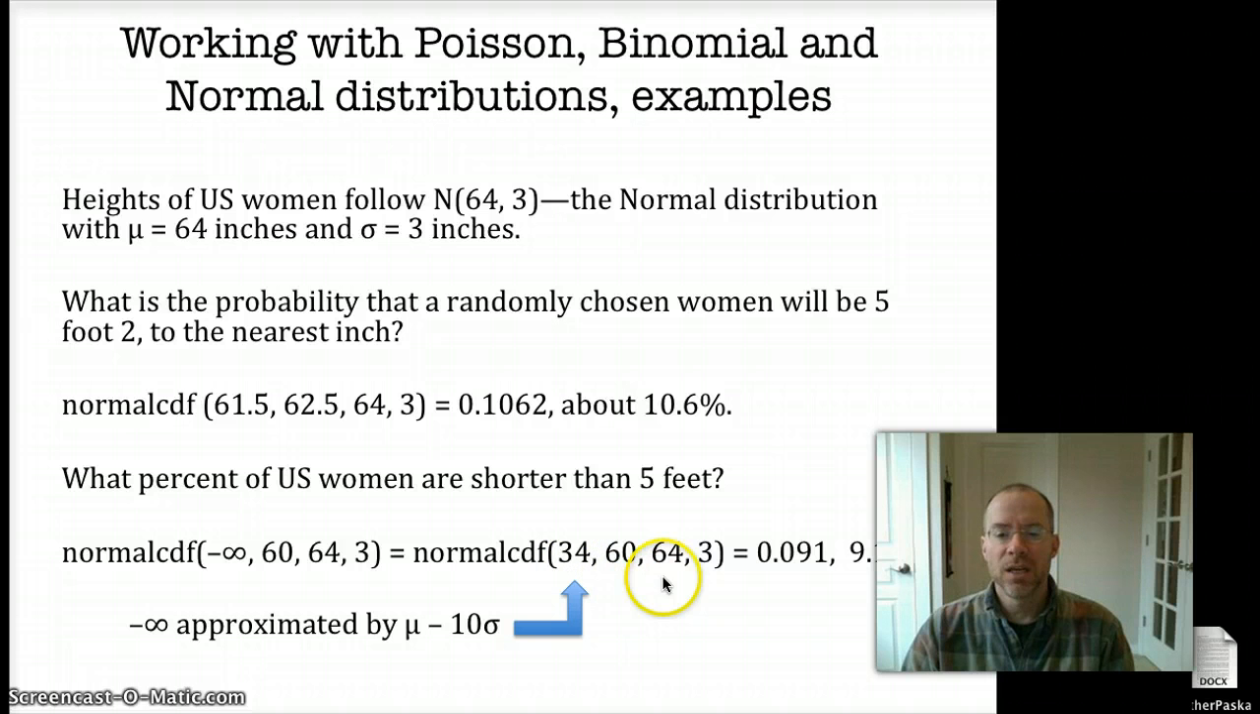Comma 60, comma 64, comma 3, and the calculator says about 9.1% of women are shorter than my wife is.